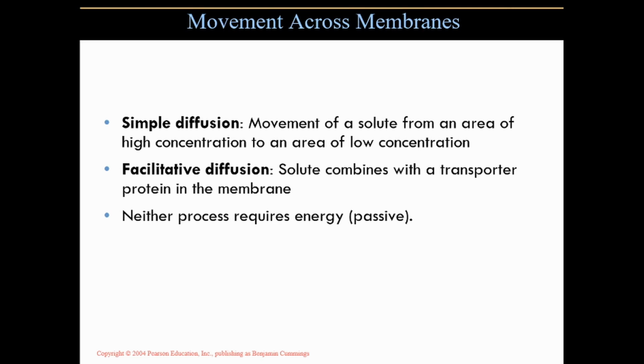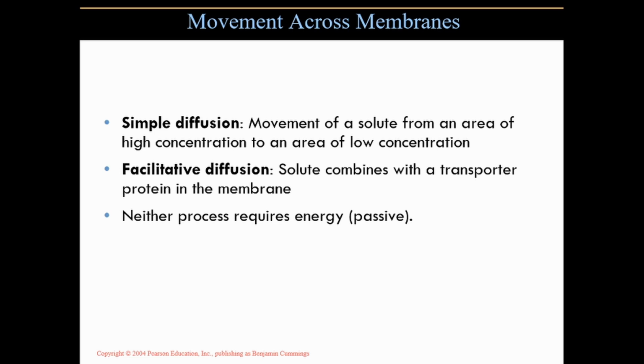Let's look at ways that materials can move into and out of the cell. We'll start with passive forms of transport. Passive meaning no energy required. There's simple diffusion, which is a movement of a solute or a particle from an area of high concentration to low concentration. So it's just moving with the flow or moving with the concentration gradient.